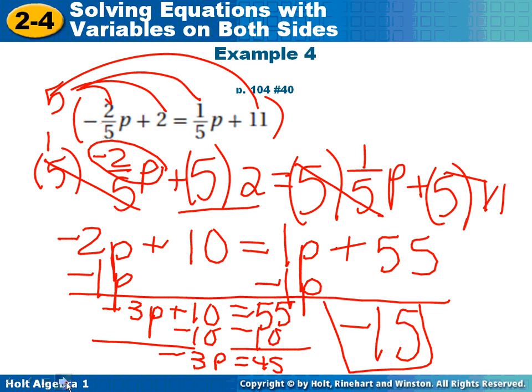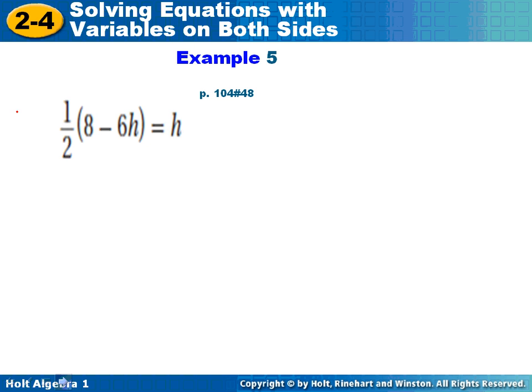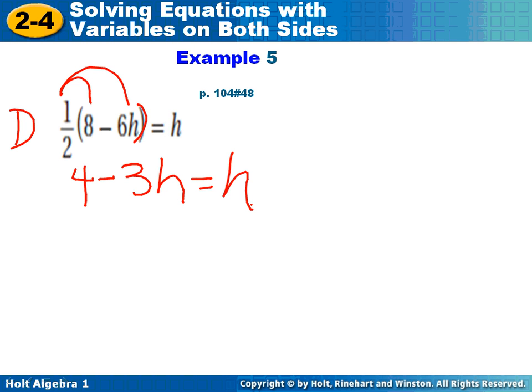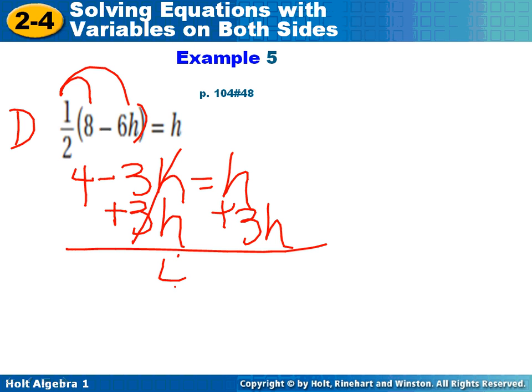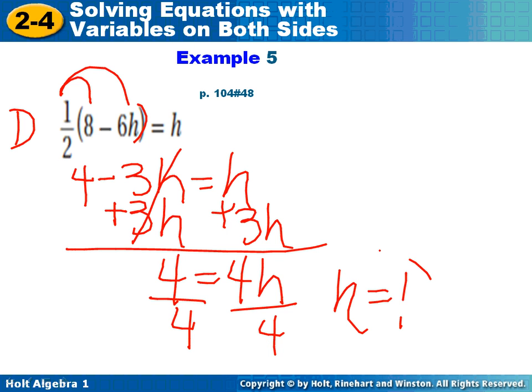Okay, next problem. This also has distributing. So I'm going to distribute a half of 8 is 4. Half of 6 is minus 3h. Since the parentheses stop, we're not going to go on to the h. At this point, I could move the h to the left, but I think it would be easier to move the 3h to the right. Then I'm left with 4 is equal to 4h. Dividing by 4, final answer is going to be h is 1.